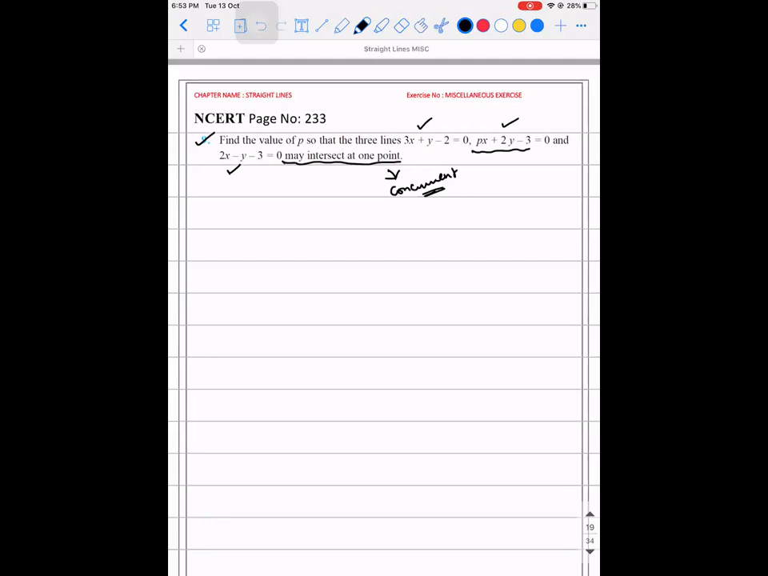Sir, x is 1 and y is minus 1. So when you solve, x is 1, y is minus 1. So the point will be 1 comma minus 1. Take 1 comma minus 1 and substitute it here. What will you get? P is 5, sir. You got it? So minus 2, minus 3, yes, P is 5. Check the answer. I hope everybody understood the logic behind this problem.